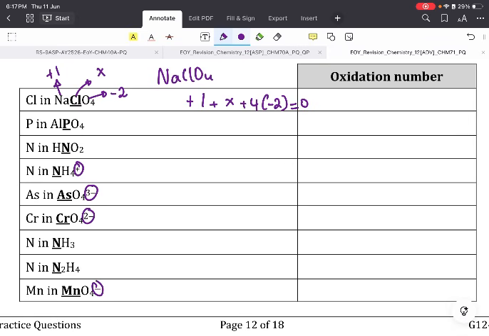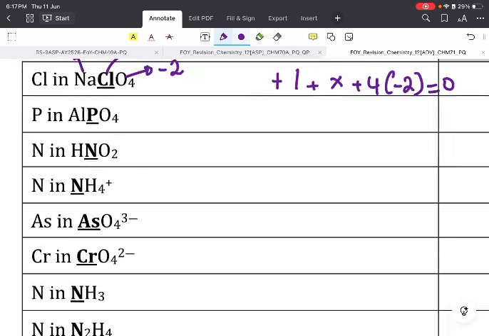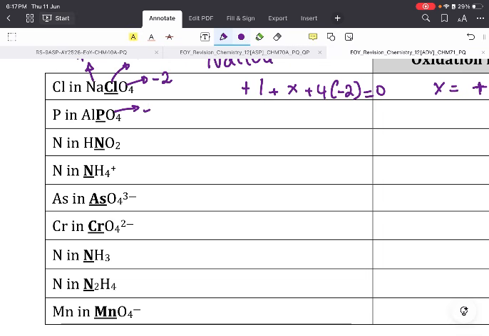Now in examples like these ones, instead of saying equal to 0, you're going to say equal to 1, or equal to -3, or equal to -2, or equal to -1. Solving for X, we will get X to be +7. So the answer is +7 for Cl. Moving on to another example.